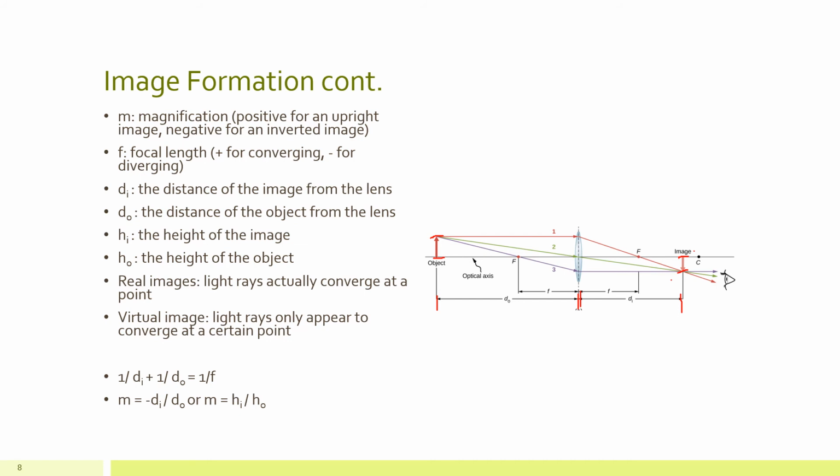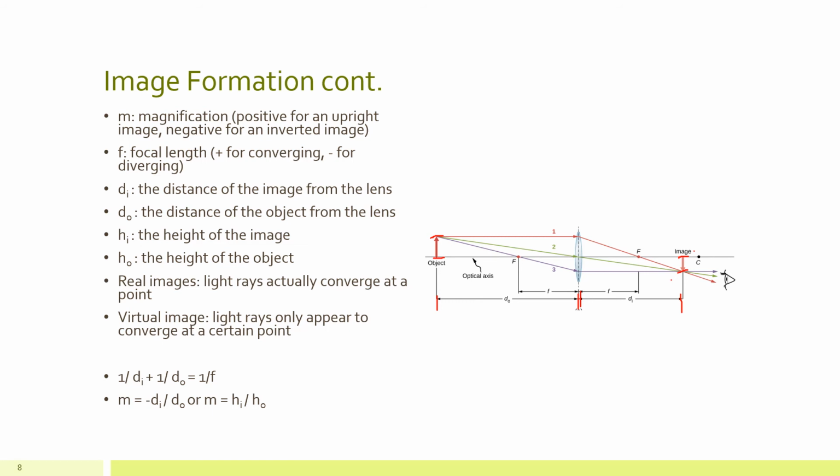Right below that, we see that M is equal to negative DI over DO, or M is equal to HI over HO, meaning that if we know the height of the object and the height of the image, we can solve for the magnification. Same thing goes for the distance of the object and the distance of the image.